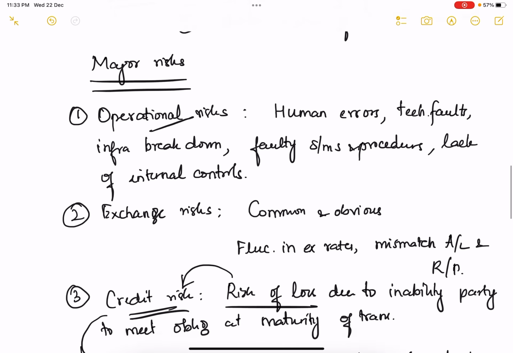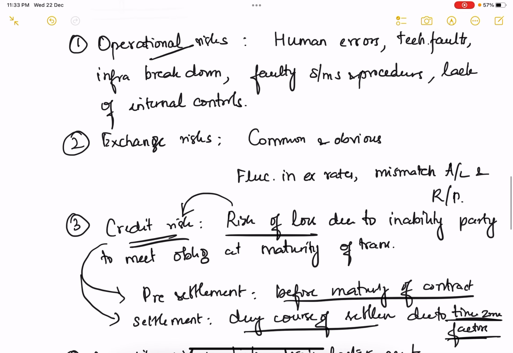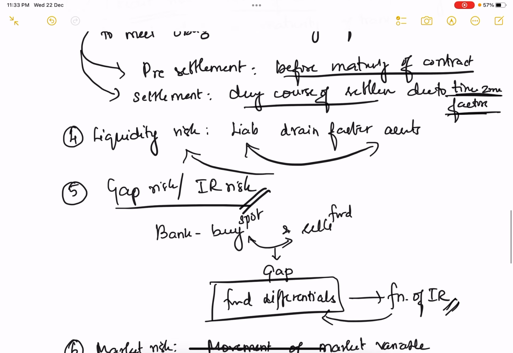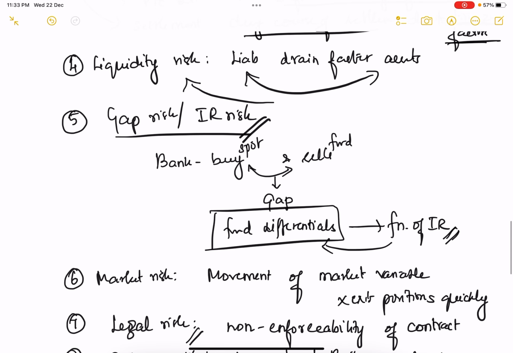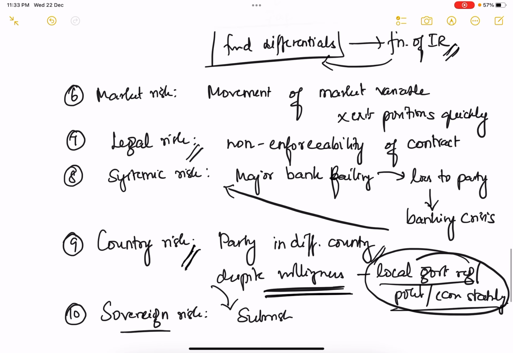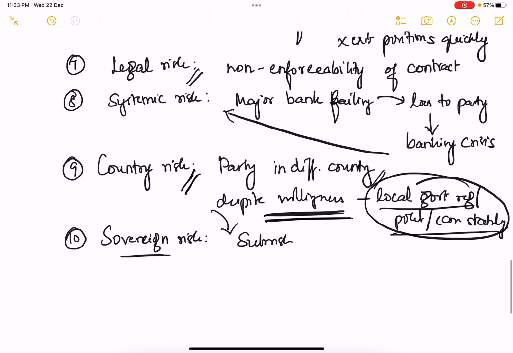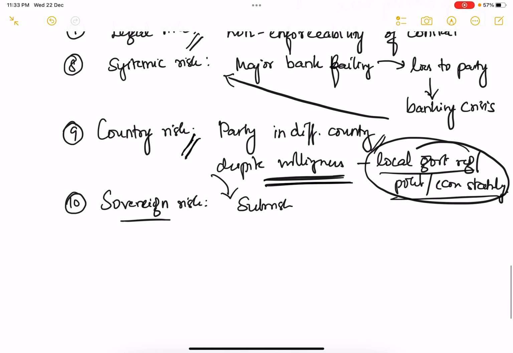And we saw about the 10 different types of risks: operational risk, exchange risk, credit risk, liquidity risk, gap or interest rate risk, market risk, legal risk, systemic risk, country risk, and sovereign risk.